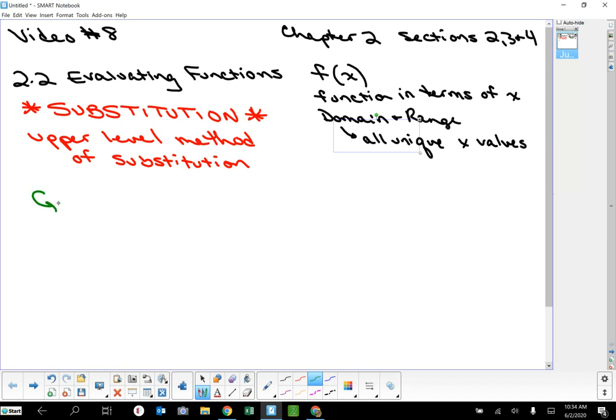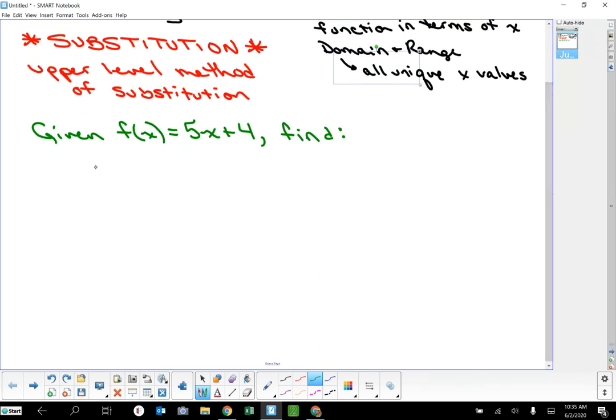You're going to be given a function in terms of f. And by the way, this letter doesn't have to be an f. You're going to see g of x, h of x, all sorts of different little things because they have to be able to tell the functions apart from each other. So if you're told that f of x is 5x plus 4, and then you're asked to find the following, this is how a question is going to be worded. You're going to be asked to find f of 2.